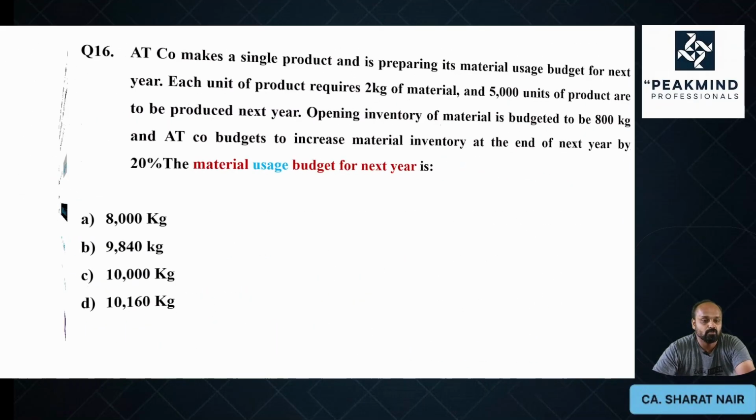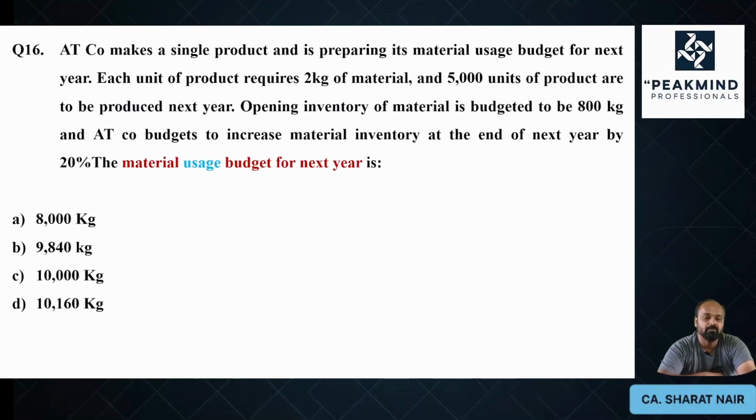Next, we are moving to question number 16. Now the company is making a single product and is preparing its material usage budget. So this is from a budgeting chapter for the next year. Each finished product requires 2 raw materials, and they are expecting to produce 5,000 finished products next year. They have given us the opening inventory of material as 800 and the closing inventory to be maintained as 20 percentage. But what is being asked? What is the material usage budget for the next year?